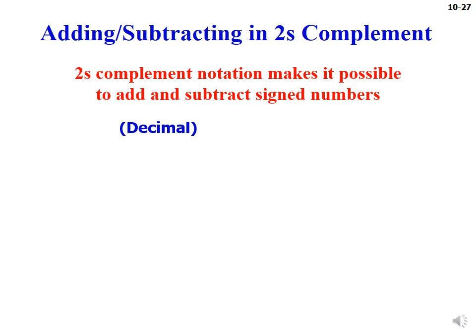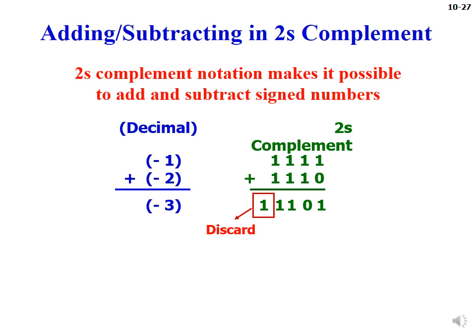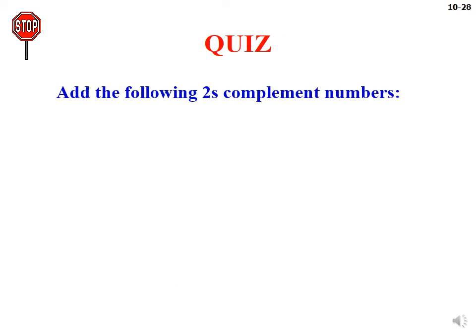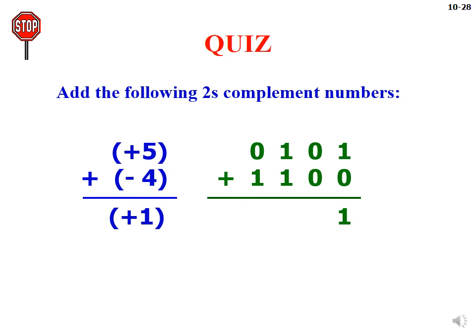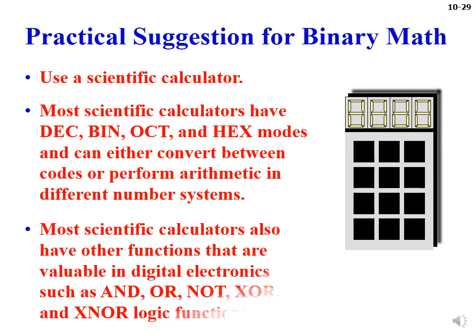Adding and subtracting as 2's complement is the same. You just make them 2's complement and add. And throw away the end. Yeah, you might want to invest in a good scientific calculator if you're going to do this a lot.